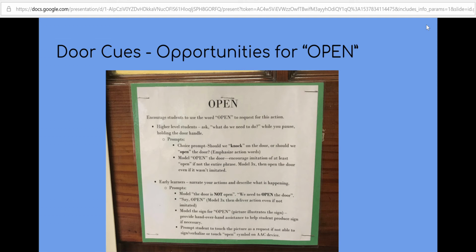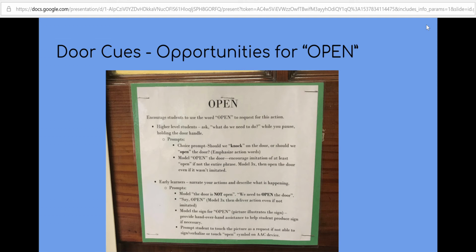You can give them a choice prompt. Should we knock on the door or should we open the door? And then model the word open the door and encourage their imitation of at least the word open, if not the entire phrase, open the door. Model the phrase 3 times, and if they still do not imitate after that third model, you would still open the door for them. For early learners, I have as a general cue to narrate your actions and describe what is happening.